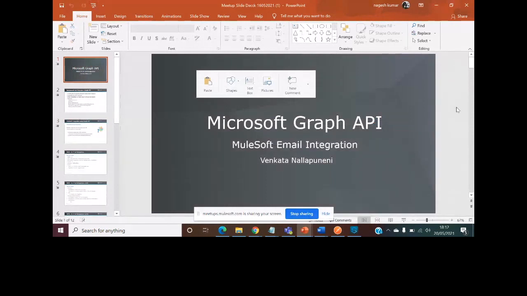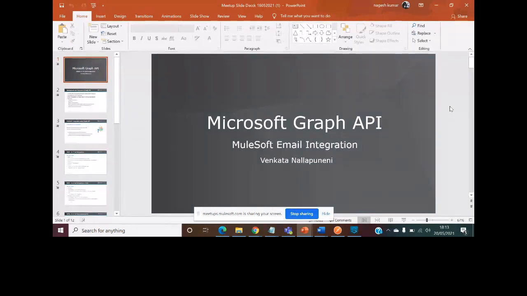It's MuleSoft email integration. I think most of us use it regularly on a daily basis. We use SMTP connectors to send emails, and some of us use the email integration to read the emails, process them, and send the secure messages across to the destinations wherever we intend to.